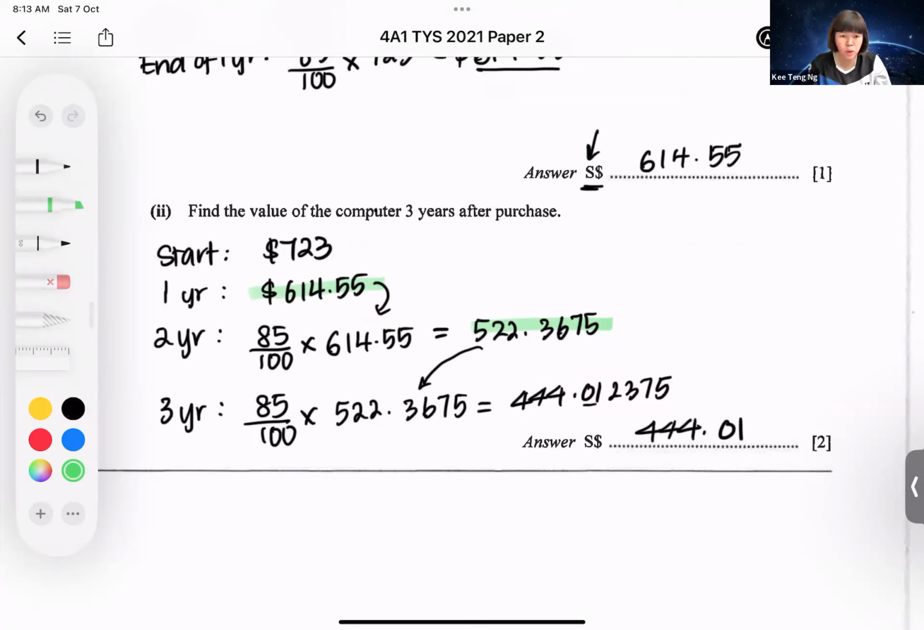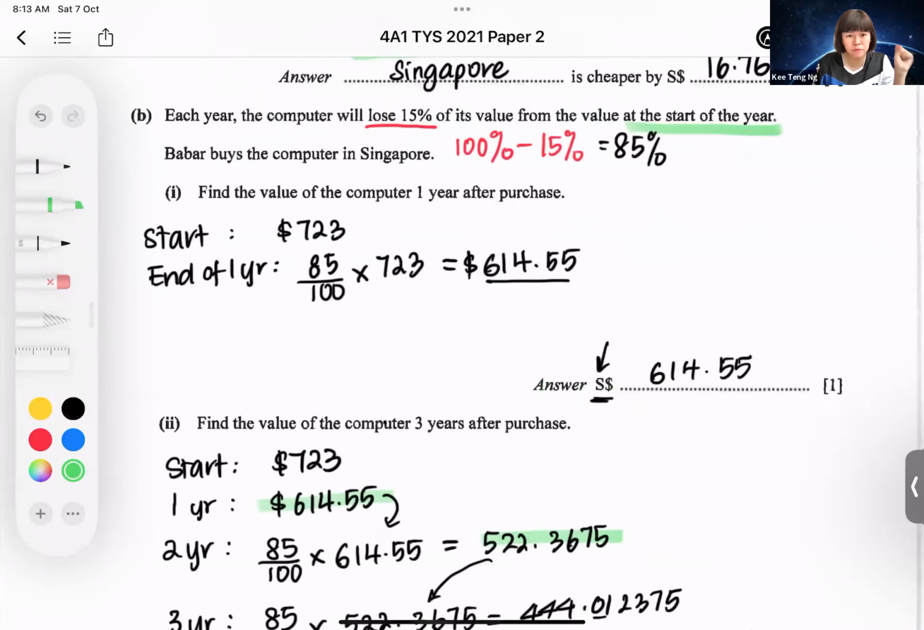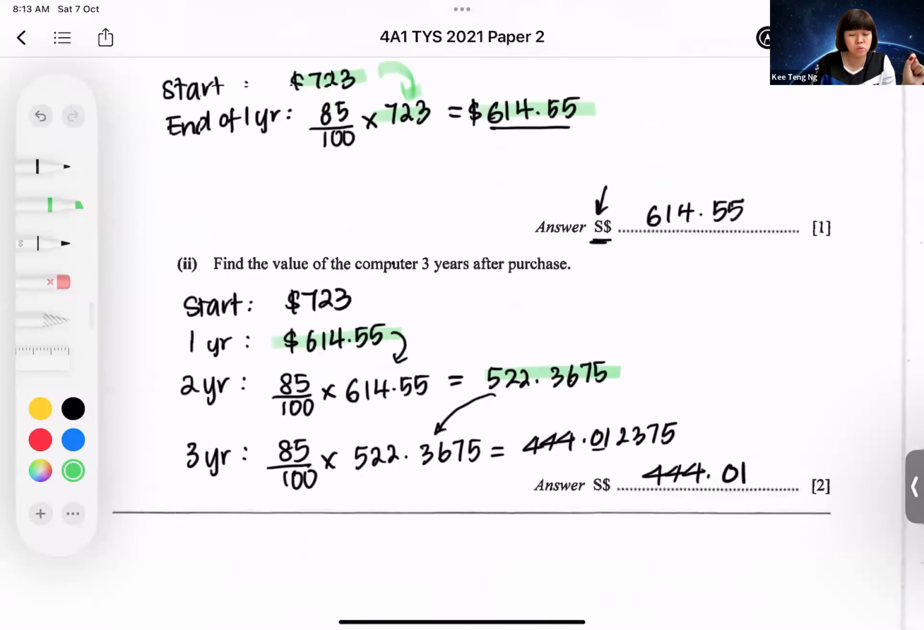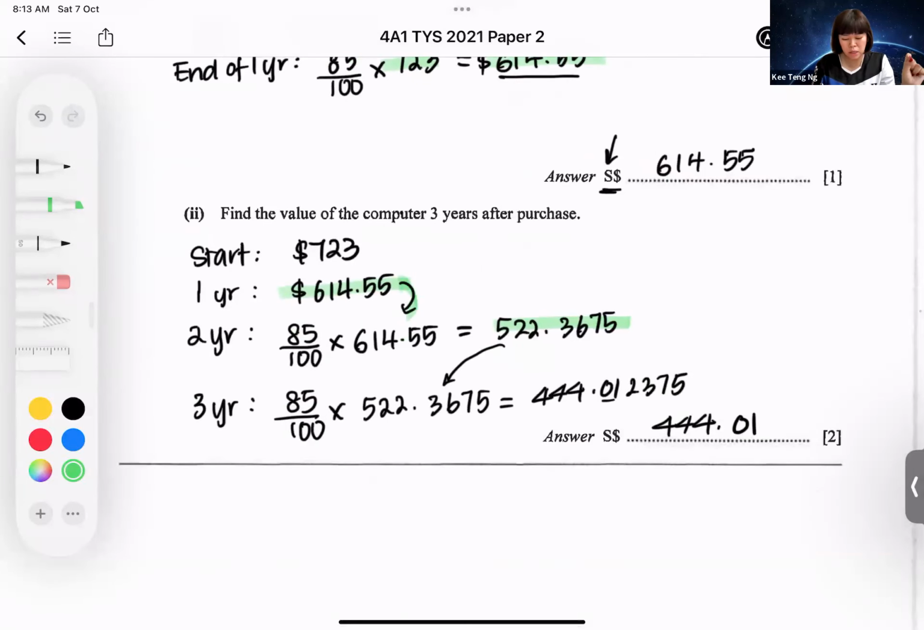So for this one, every year you lose 15%, right? Then you minus away 100 minus away 15%, then you get 85%. That must be from the value at the start of the year. So this is the start, you bring down to the start, then get your answer. Then this one, 614, becomes the start of the next year, you bring it down. So then you multiply, still 85%, then you get this one. Then you bring this down again for year 2, then you get your final answer.